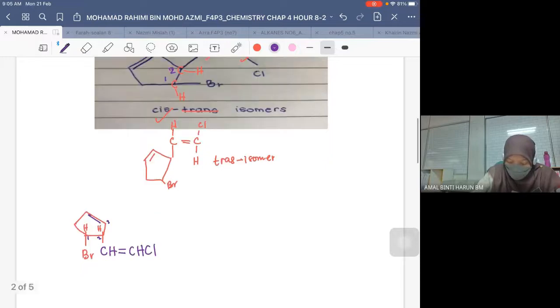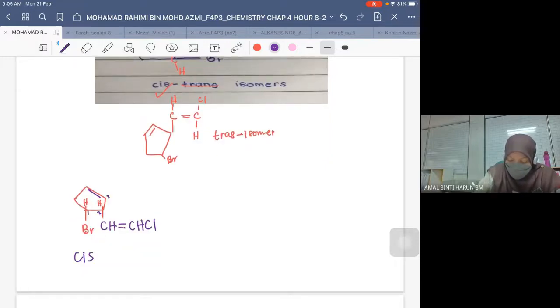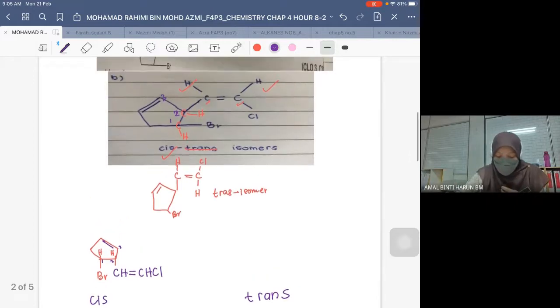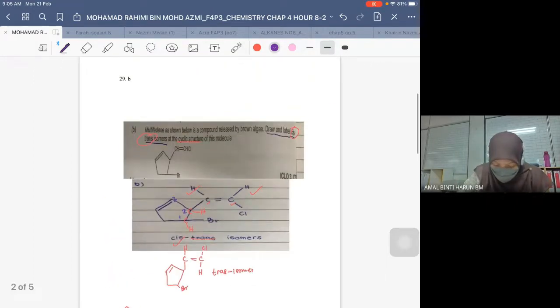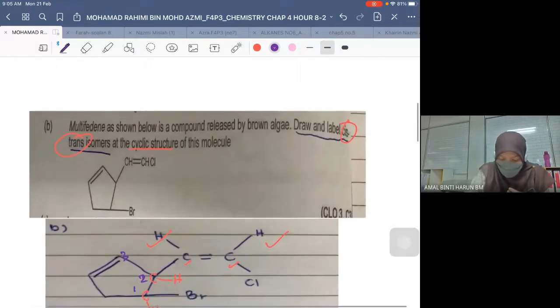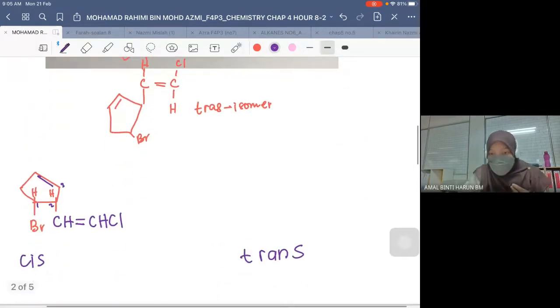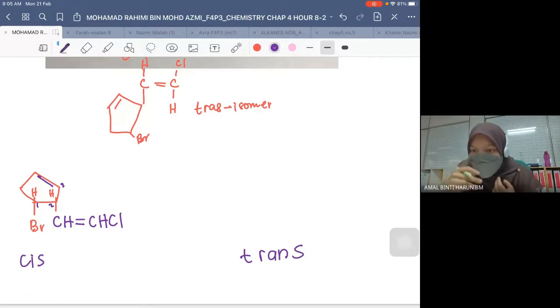So ini structure cis. So dia boleh buat trans dia. Okay. Boleh tak? So kat sini dia nak cis trans at the cyclic structure. So ini cis trans ni dekat luar kan, dekat substituent. Okay, Rahimi boleh? Boleh betulkan? Mana Rahimi? So orang lain pun take note lah.